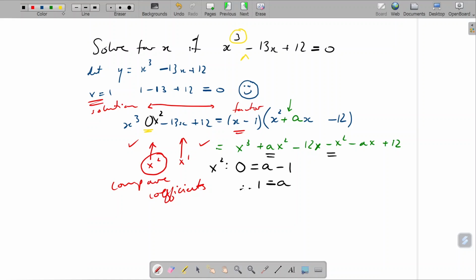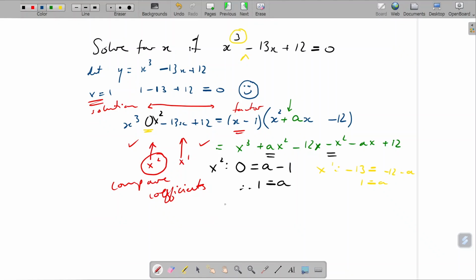Just for those of you who are paying attention, I'm going to do it quickly in yellow. If I did it for x to the power of 1, I'd have minus 13 equals minus 12 minus a, and again I'd get that 1 equals a. Sometimes I actually like doing it both methods because getting the same value tells you you must have done it correctly. So now we need to proceed with solving the equation.